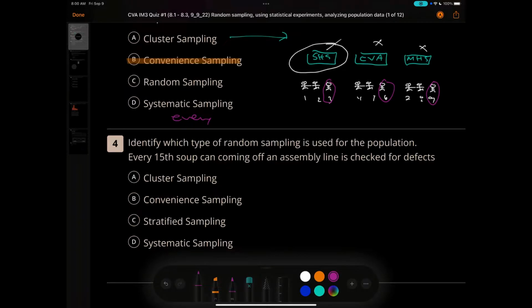Number 4, identify which type of random sampling is used for the population. There's a key word. Every 15th soup can coming off an assembly line is checked for defects. So I'm circling every 15th. That is a system of sampling, systematic sampling.